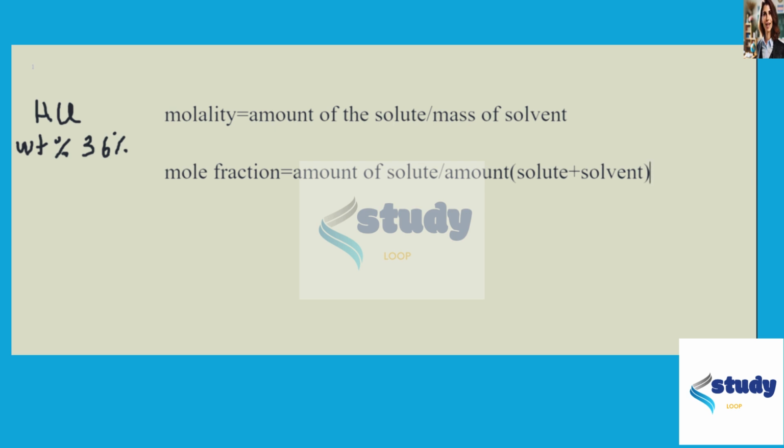So in order to calculate both of these values, we need to calculate the amount of the hydrochloric acid in the solution and the amount of water in the solution. In order for us to get an easy understanding of how to do this, we will assume that we're working with 100 grams of this solution. So let's calculate the actual mass of hydrochloric acid in these 100 grams total solution.